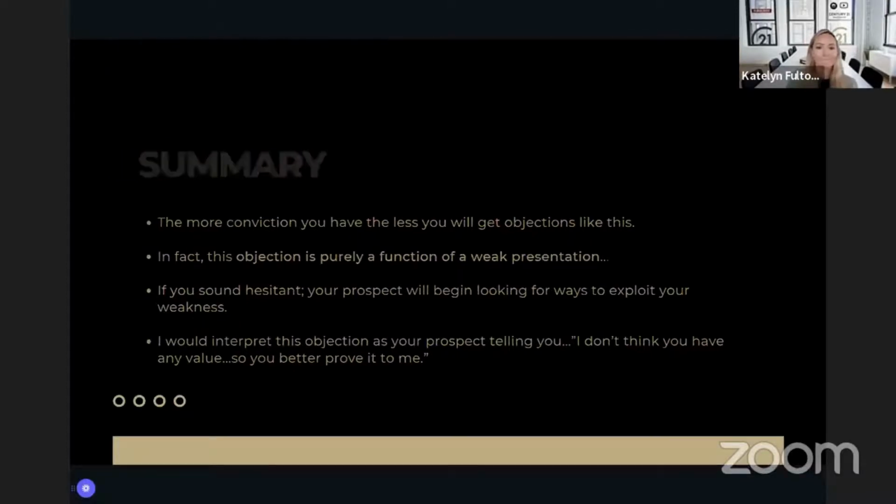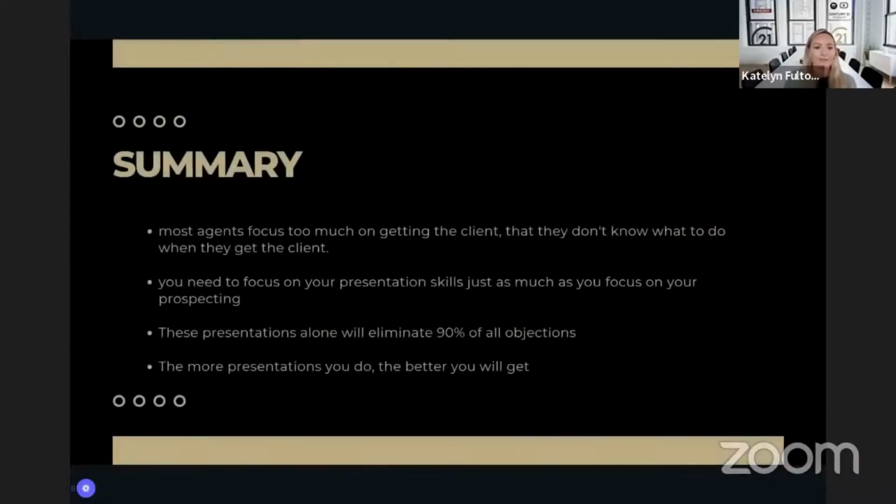So most agents focus too much on getting the clients, and then they don't know what to do when they actually get the client. So how many of us can agree with that? I'm sure we've had a lot of, especially our new agents, probably. You finally got the client and you're like, okay, now what do I do? And that's very normal. It's going to be very common. It's going to be part of the process.